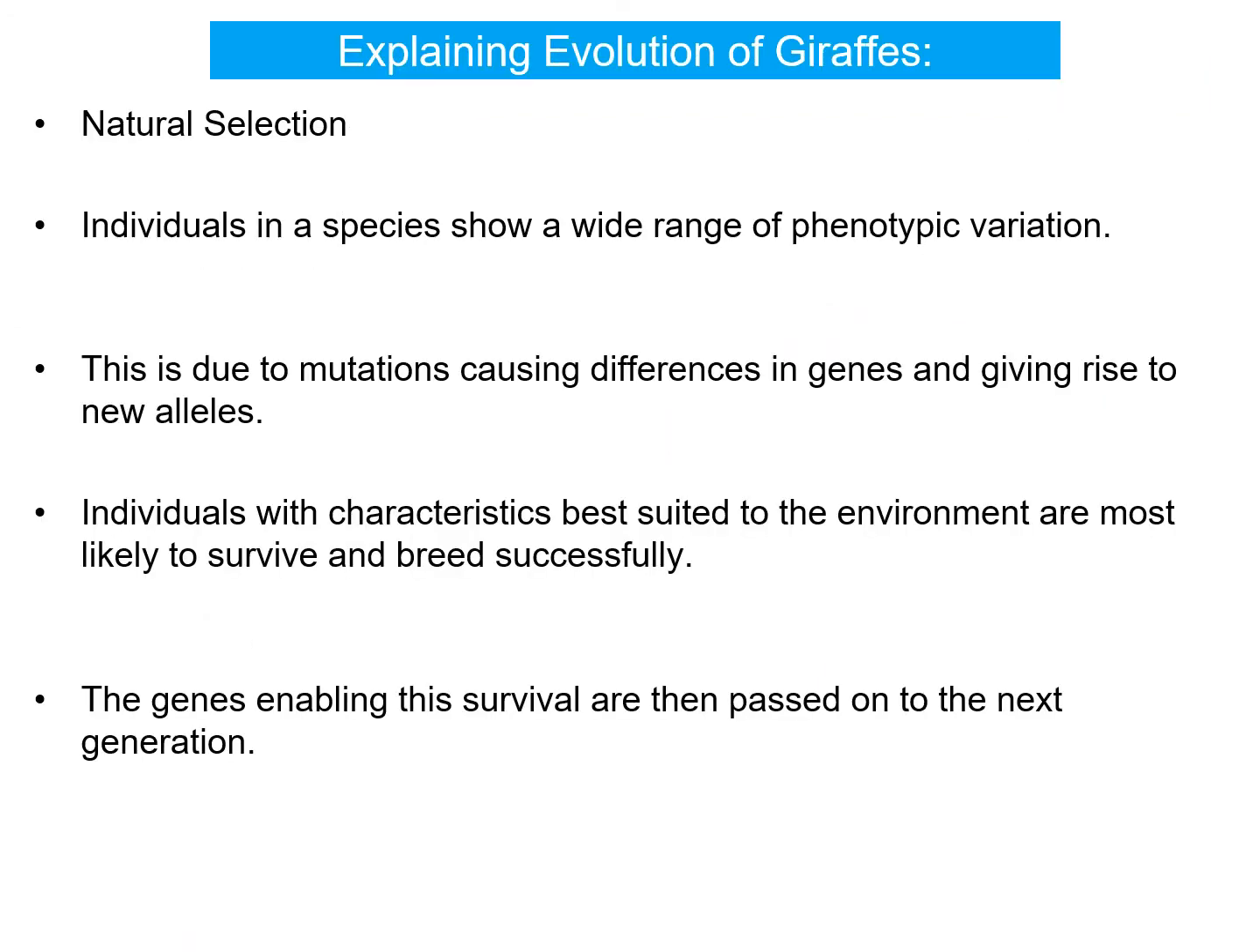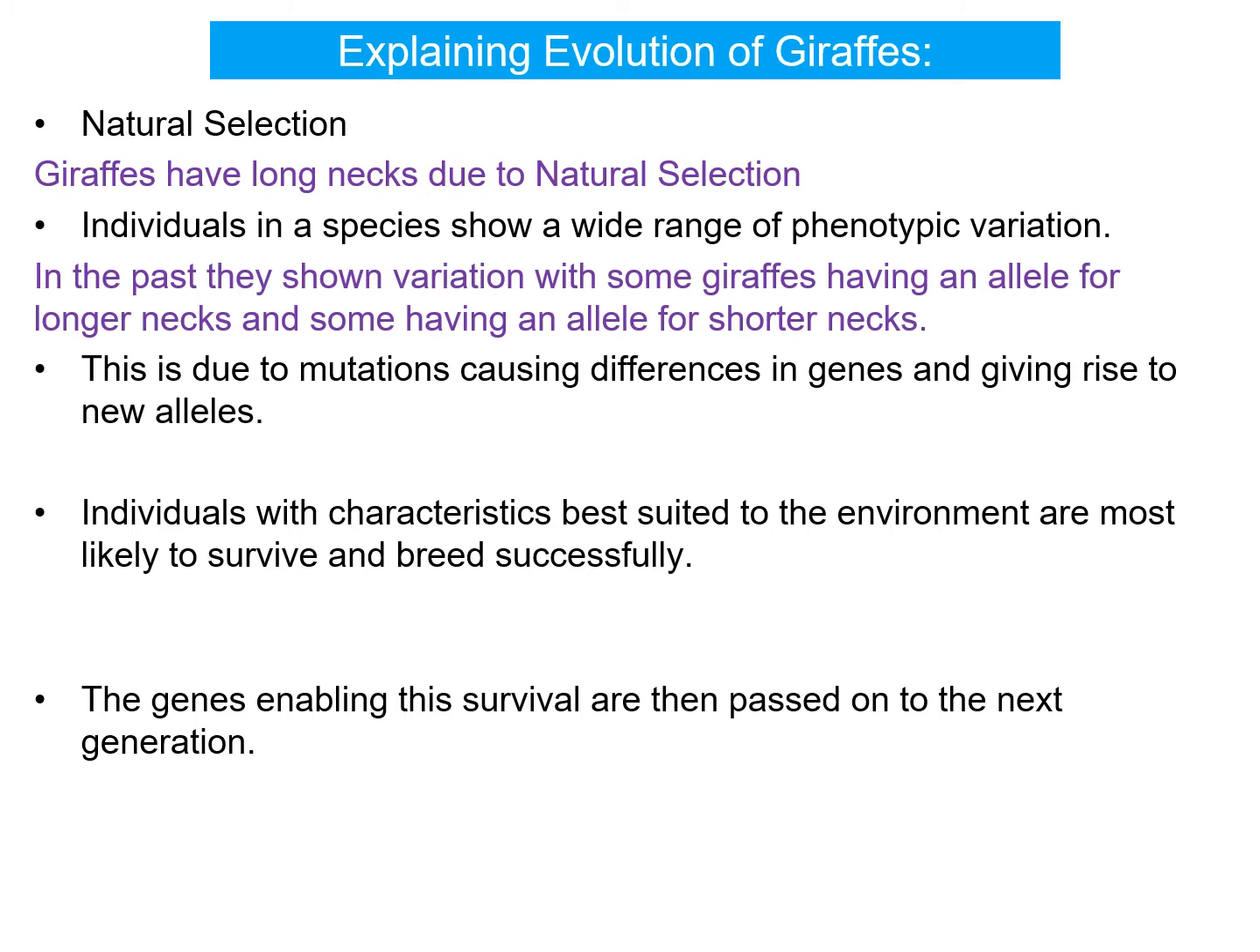Just to remind you about natural selection, there is a previous video from the year 1 content, so look up natural selection on there. But if you ever get asked a question about natural selection, you always answer it in the same way. Natural selection is how evolution happens. Individuals in a species always show a wide range of phenotypic variation, and that is caused by a mutation.